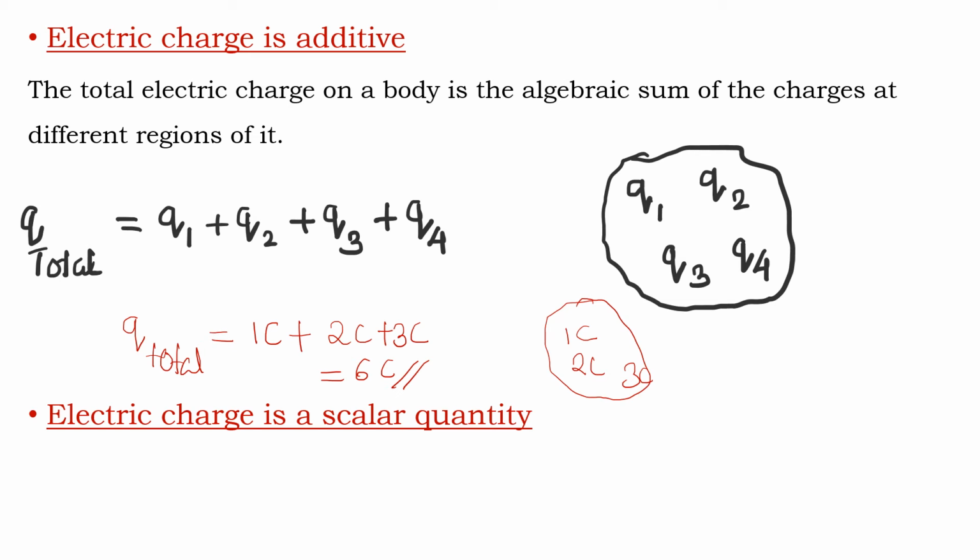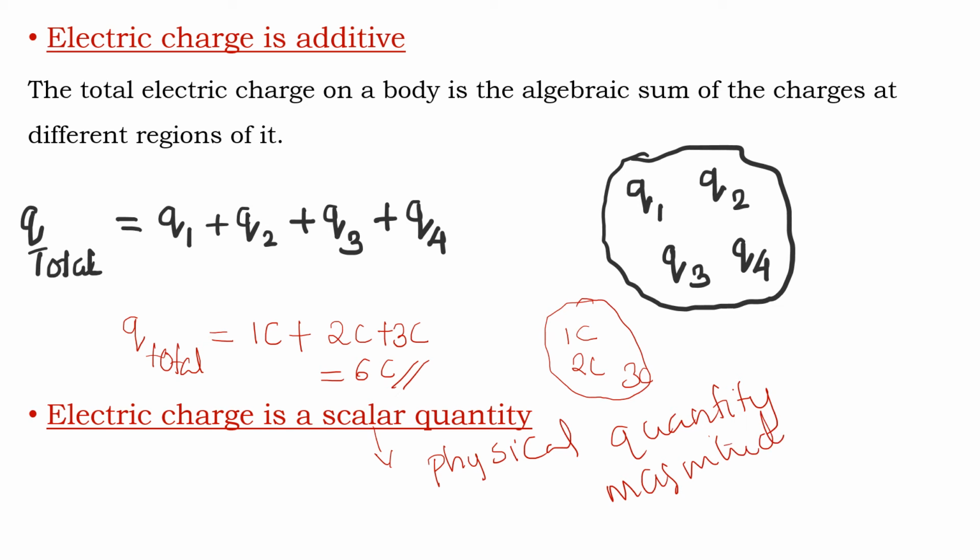And next property is that the electric charge is a scalar quantity. That is, a scalar means a physical quantity which can be described only by its magnitude. So here the electric charge is represented only by its magnitude, that is either 1 coulomb, 2 coulomb or 3 coulomb, and not in terms of any directions or any other things.